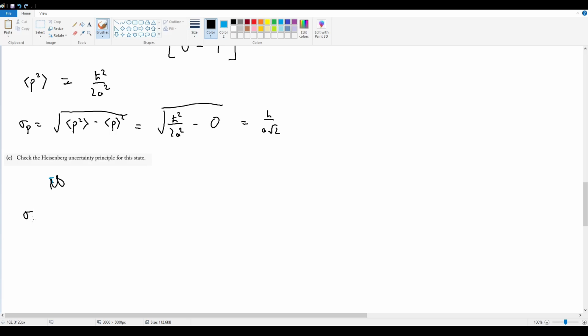We have sigma p is equal to h bar over a root 2 from part D, and then from one of the earlier parts, I forgot which, sigma x is equal to a, in which case the product, sigma p sigma x, is equal to h bar over a root 2 multiplied by a, which is equal to h bar over root 2. And that is indeed greater or equal to the minimum value, which is h bar over 2. So therefore, the Heisenberg uncertainty principle is in fact satisfied for the state, and we are done with this problem.